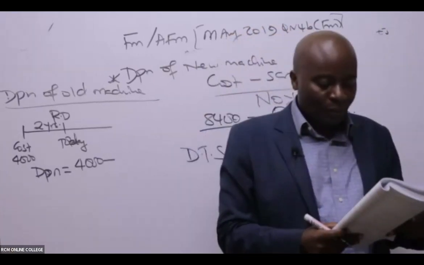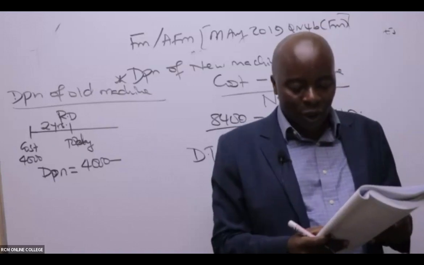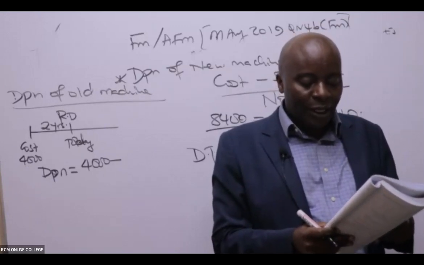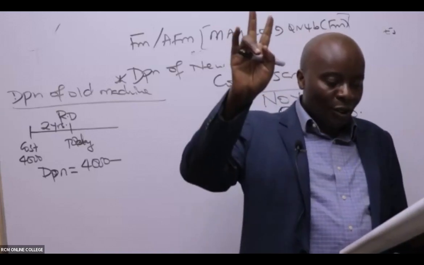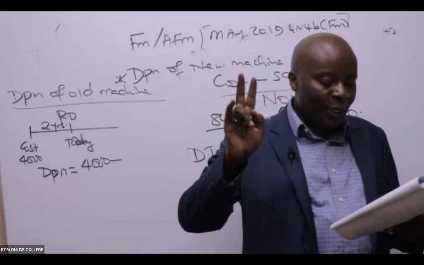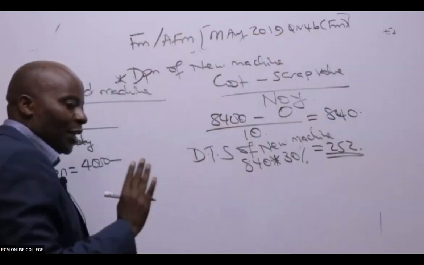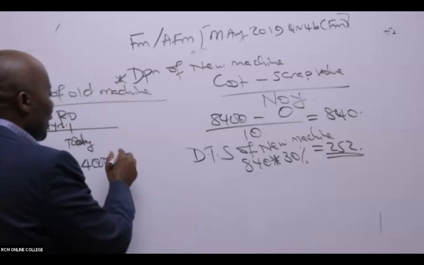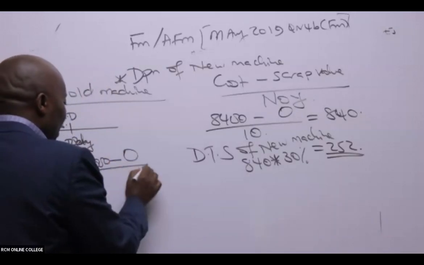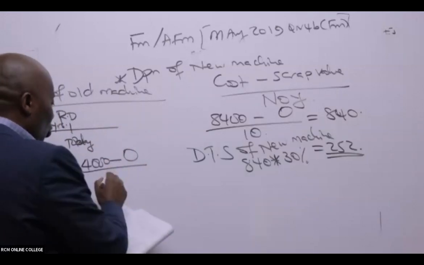Initially, Juhudi Industries Limited intends to replace an existing machine with a new one, which is more efficient. The existing machine was acquired how many years ago? 2 years ago at a cost of 4 million. The useful life of the machine was originally 5 years with no salvage value. Initially, no salvage value, divided by the number of years, which the initial period was 5 years.